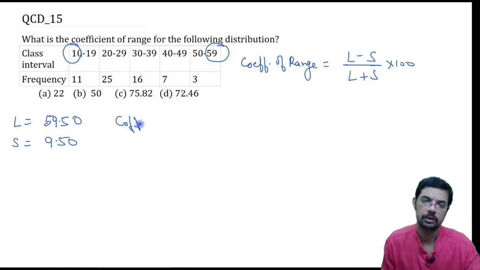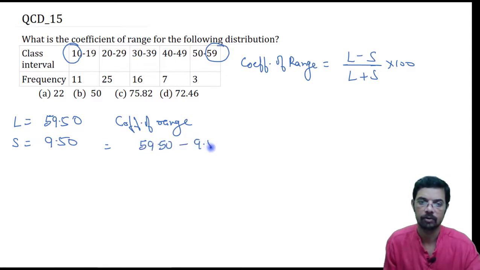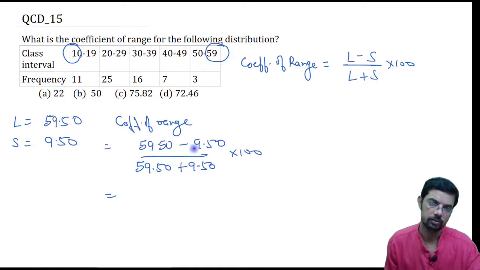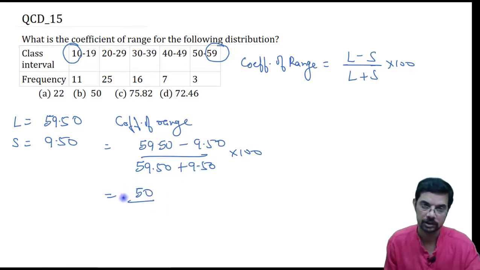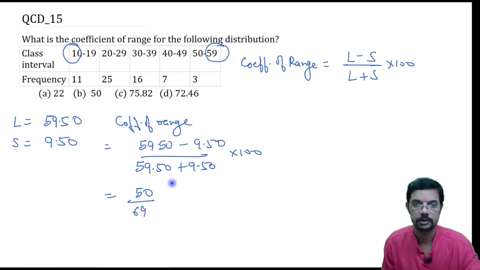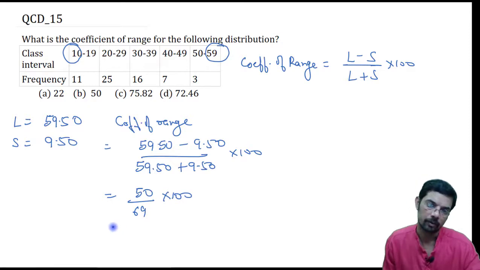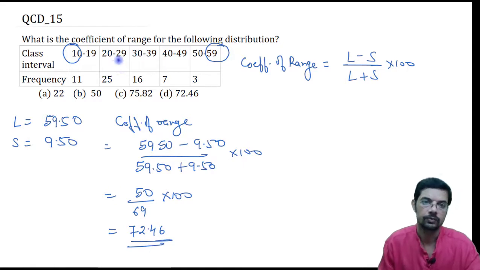So coefficient of range will be equal to L minus S, so it is 59.50 minus 9.50 divided by 59.50 plus 9.50 into 100, which when calculated will give you 50. The numerator here is 50 divided by 59.50 plus 9.50 is 69. Yes, 69 into 100. Okay, so that will be equal to 72.46. Okay, so the option is 72.46, option D.